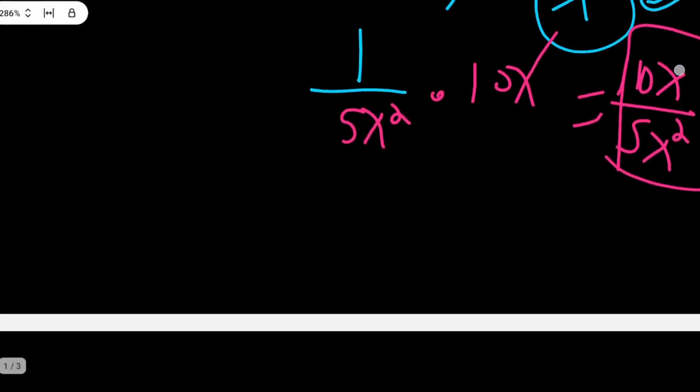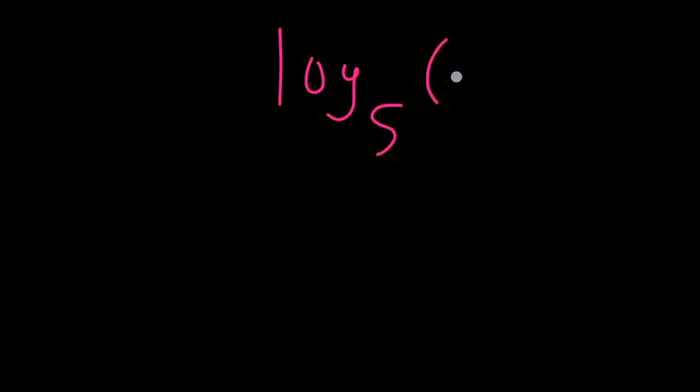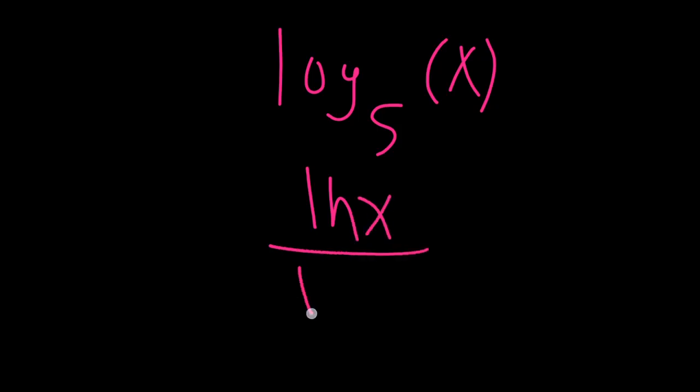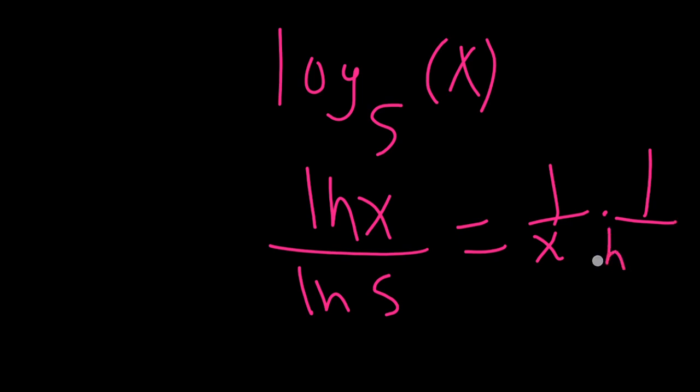Okay, now what if we have log base 5 of x? Now take the derivative. It's going to be ln x over ln b, which is your 5. And it's going to come out to 1 over x times 1 over ln 5. And that's going to be your final answer. You can go ahead and box that.